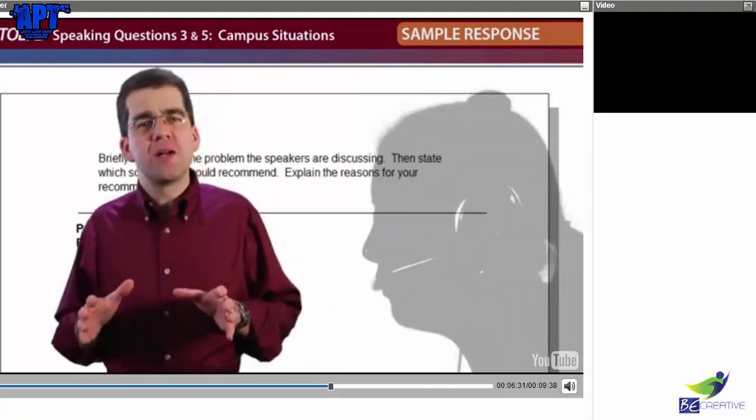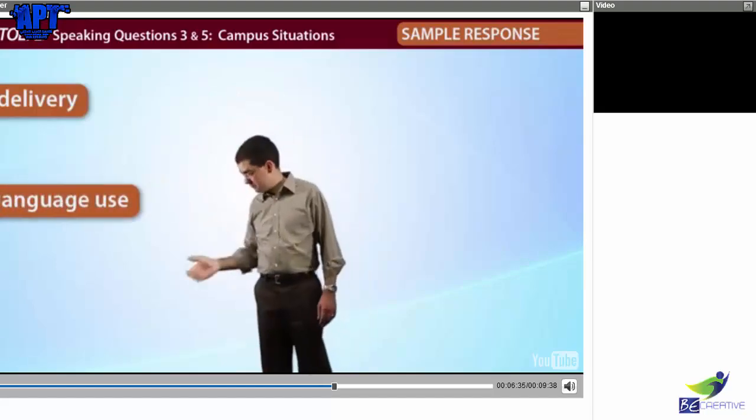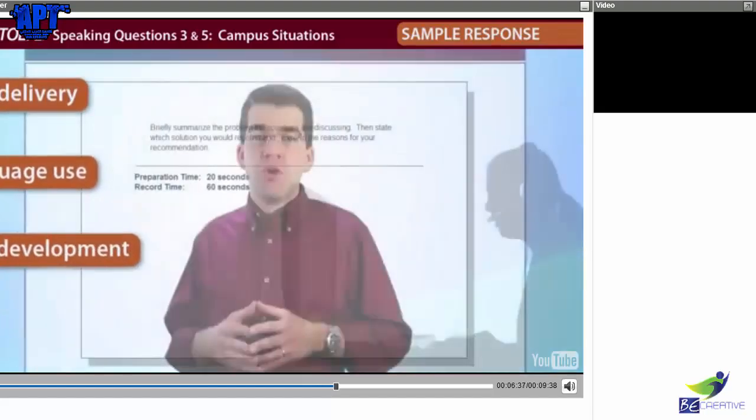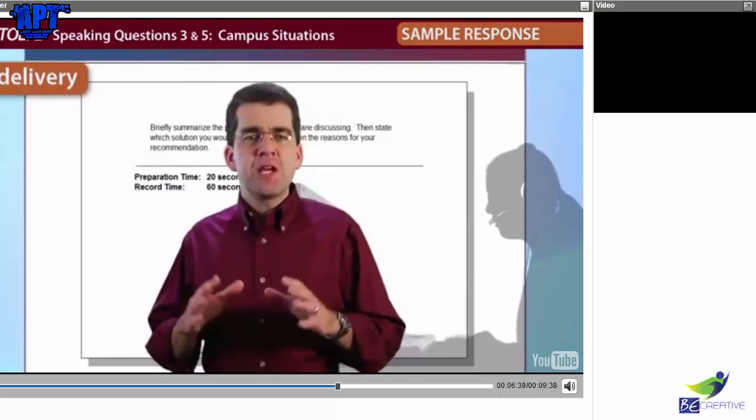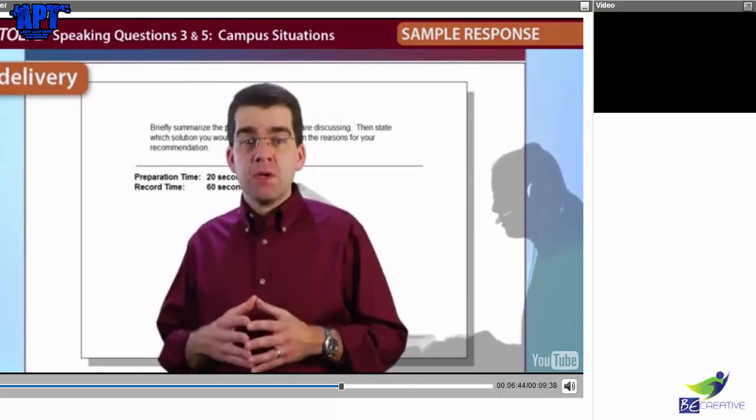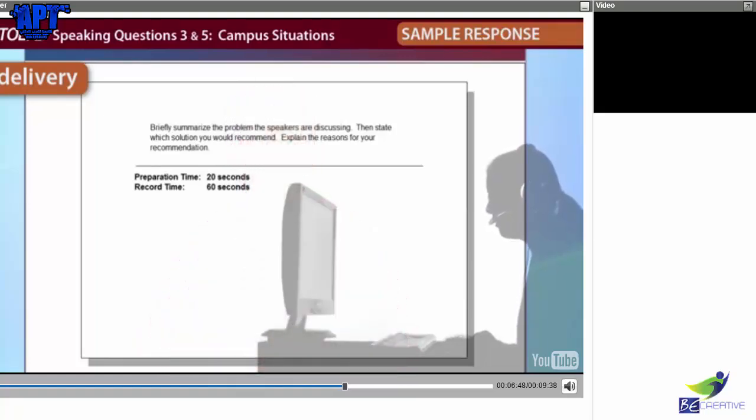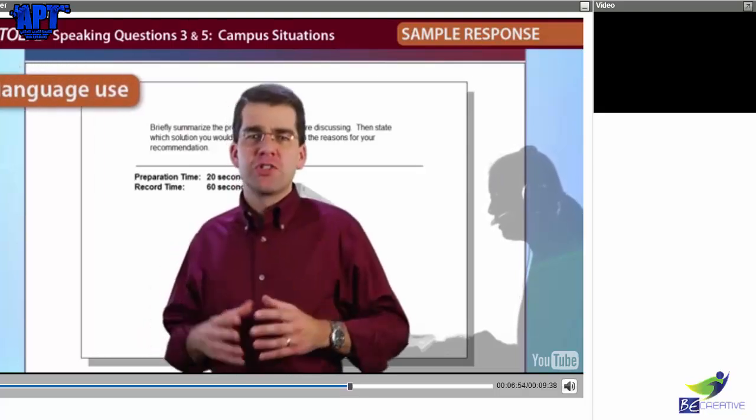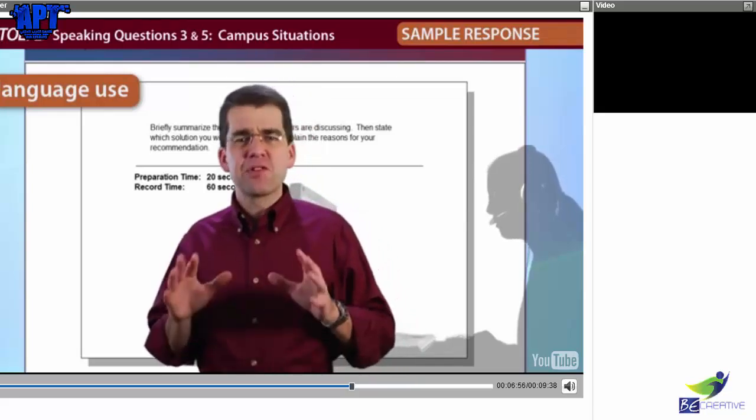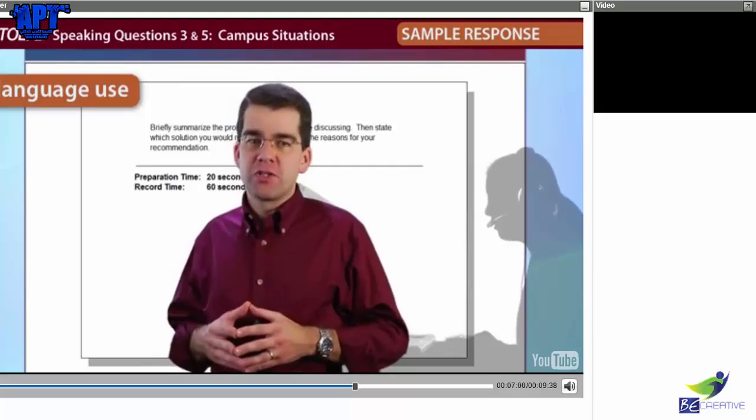Now let's look at this response in terms of our 3 main criteria: delivery, language use, and topic development. First, delivery. The speaker is generally easy to understand, with good pronunciation and pacing, so she gets a good score for delivery. But language use is another story. We can't give this response a 4 out of 4, mainly because of her imprecise use of language.